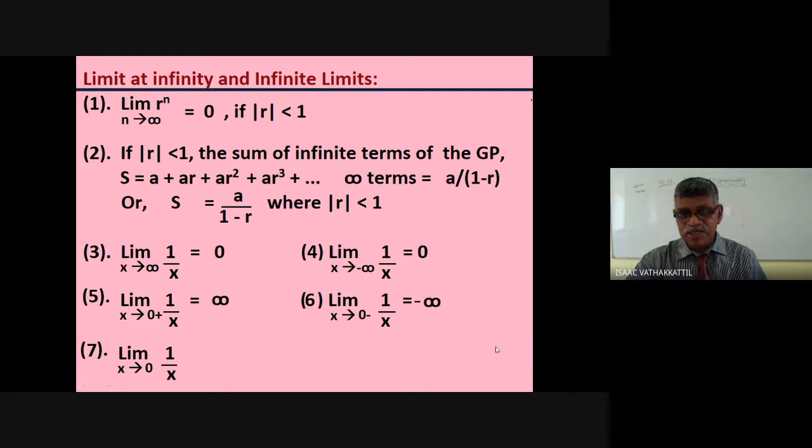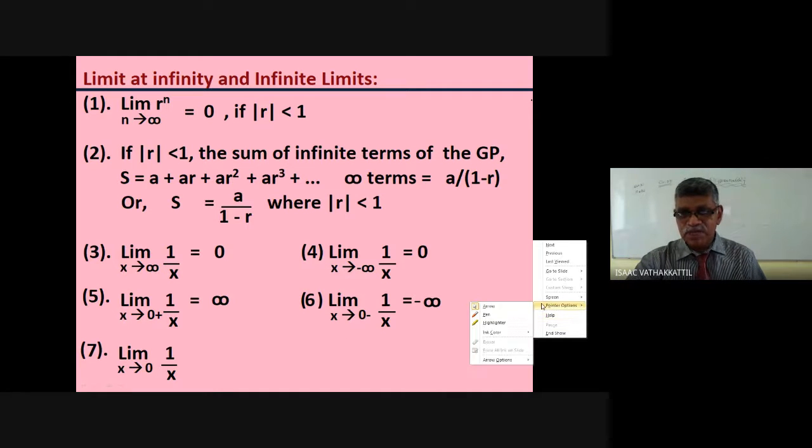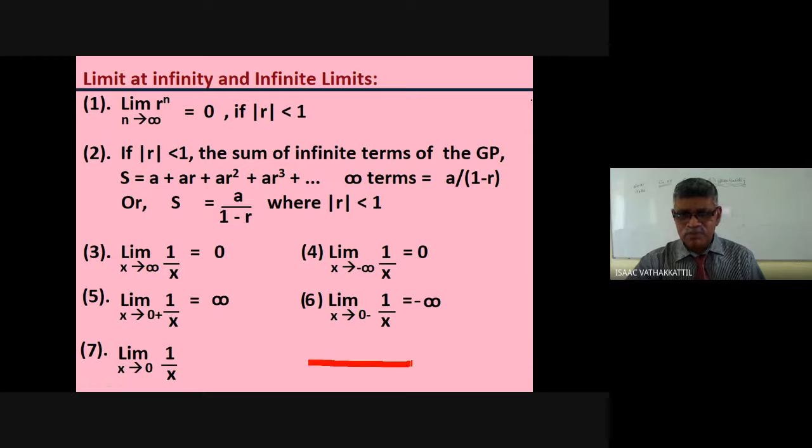x tends to 0 plus means x is approaching 0 from above. This is 0. x is approaching 0 from above. That means x is 1, 0.9, 0.8, 0.5, 0.3, 0.2, 0.1, 0.01, 0.001. x is approaching 0 from above. x is always more than 0. 1 by x tends to infinity.